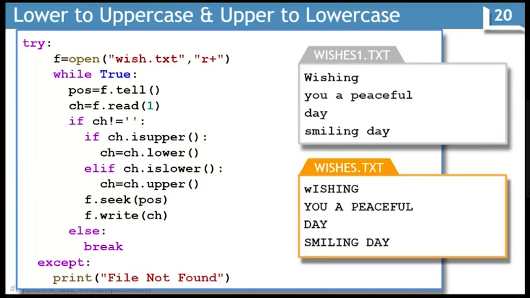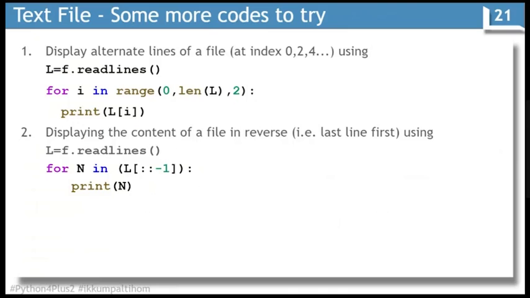So this way, when you scroll through this loop, the content will change, with all uppercase letters into lowercase letters and all lowercase letters into uppercase letters. Next, these are two more simple codes. I didn't write the entire code for it because it is very simple to understand.